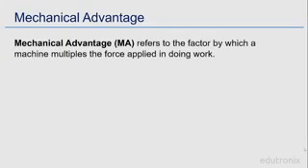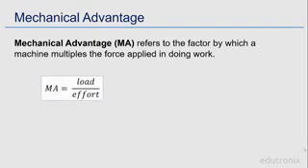Mechanical advantage, also written as MA, is the factor by which a machine multiplies applied force. The mechanical advantage of a machine can be used to find out how well a machine works and whether it can perform a particular job. Mathematically, we can find the mechanical advantage as the load force divided by the effort. We will expand on this formula pretty soon. But for now, let's look at velocity ratio.